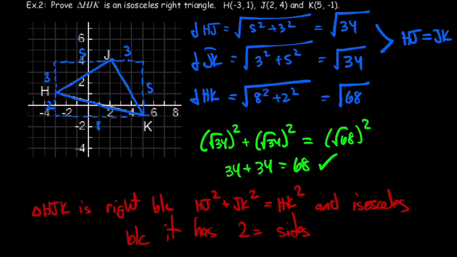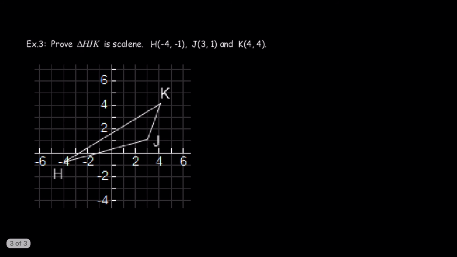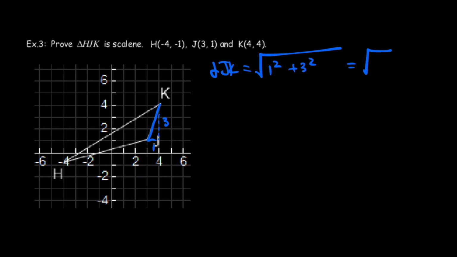All right, one last example. This one will go quick because it is just a scalene triangle. So prove that triangle HJK is scalene. Remember, that means no equal sides. We're going to do three distances. Let's start with JK. That's this side here. Delta x is 1, delta y is 3. 1 squared plus 3 squared. 1 squared is 1, 3 squared is 9. Add those together, you get square root 10.